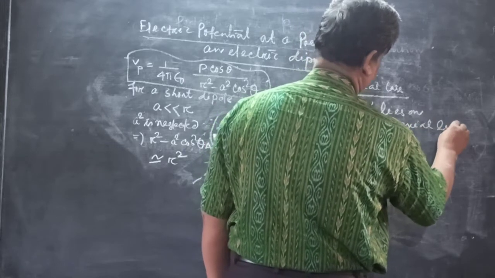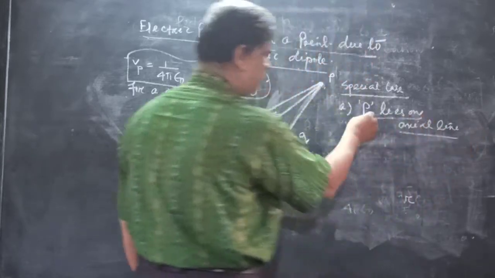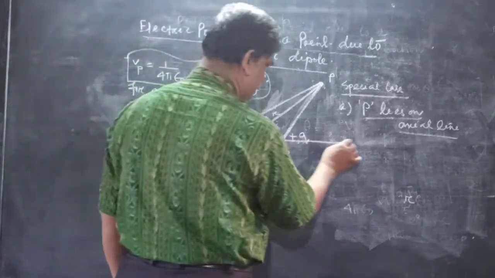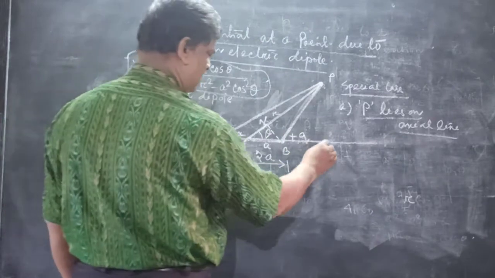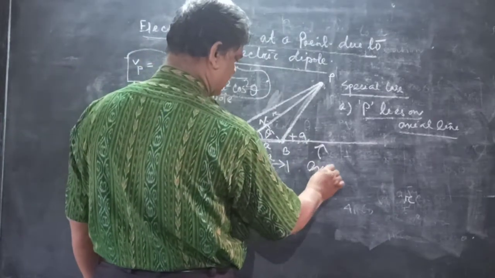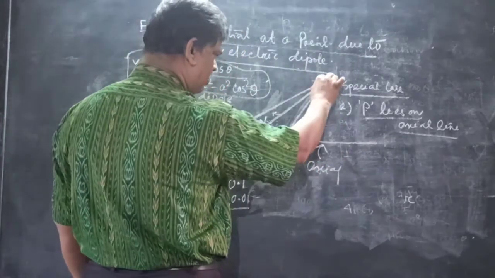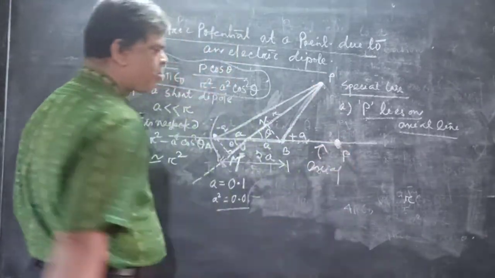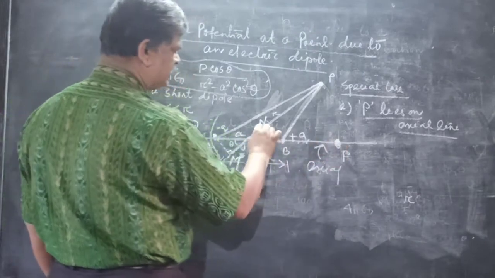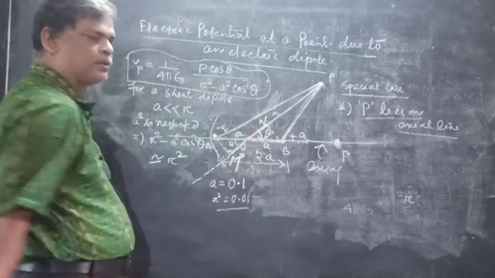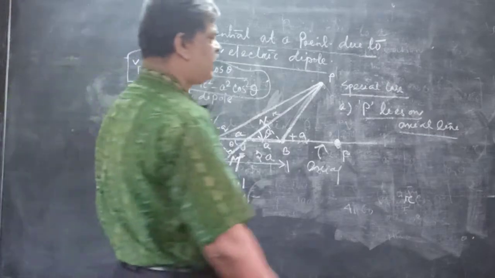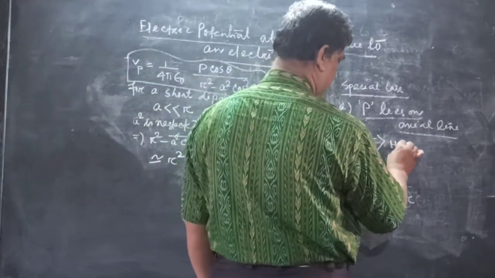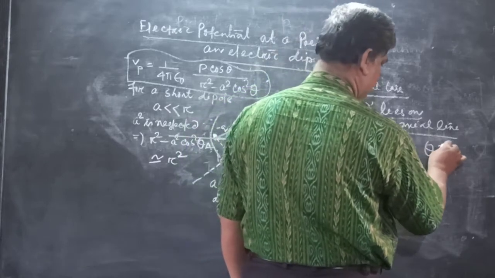So what do you mean when P lies on the axial line? The line joining the two charges is known as the axial line. This is your axial line. Suppose the point P is on the axial line, say P is here. What happens? When P is on the axial line, then theta reduces to 0. So P lies on the axial line, that implies theta is equal to 0.